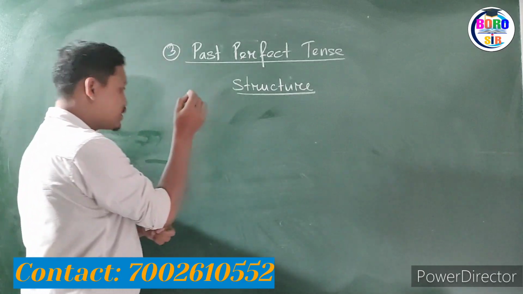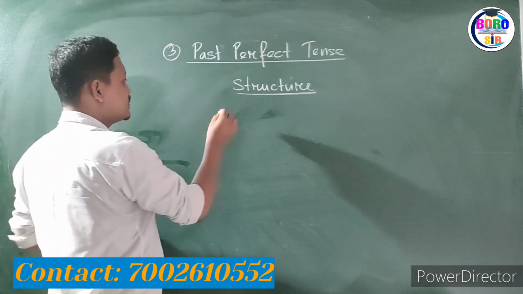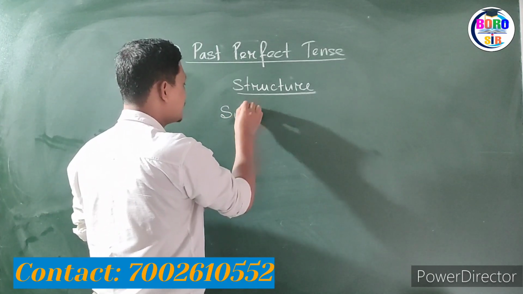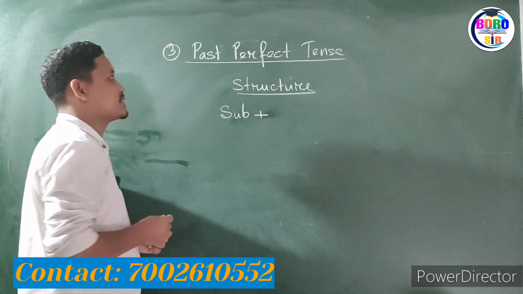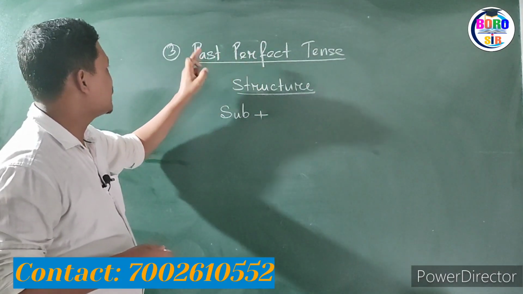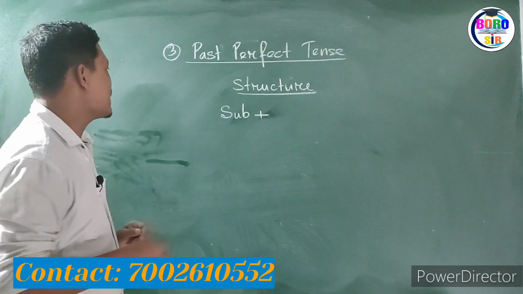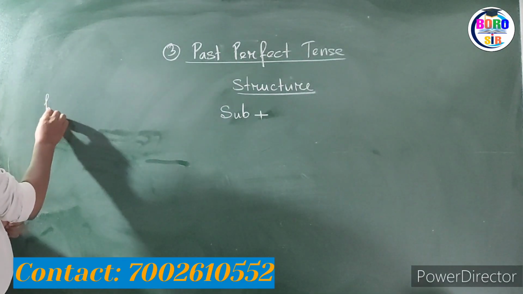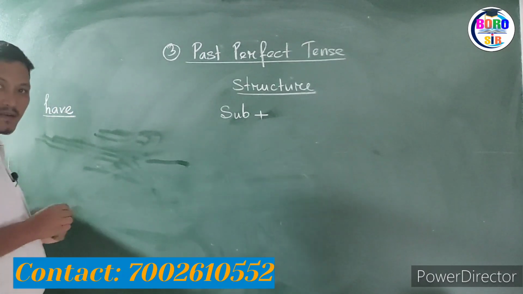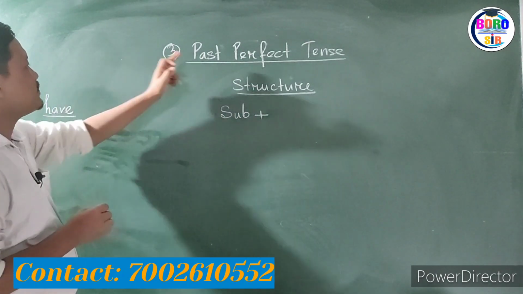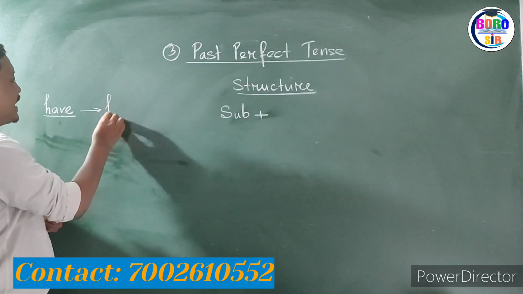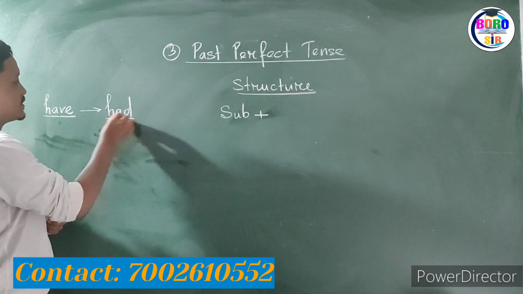So let us first know the structure of this tense. What will be the structure of this tense, David? We know a sentence always starts with the subject plus. This is a perfect tense, but this is past perfect. So remember, in present perfect we take have, but in past perfect the equivalent auxiliary verb is had. Remember this. Understood?